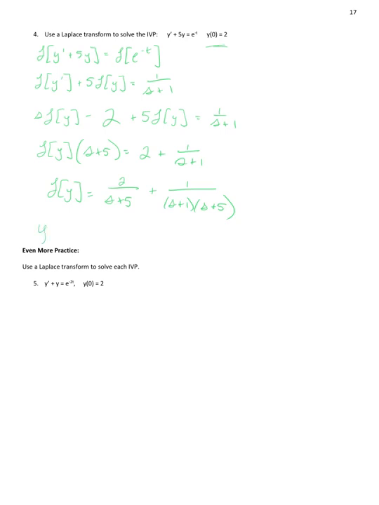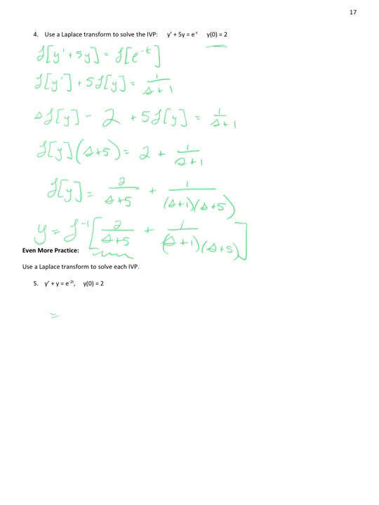And then y is going to be the inverse Laplace of 2 over s plus 5 plus 1 over s plus 1 times s plus 5. And this inverse Laplace is pretty straightforward. That's going to be 2e to the negative 5t. And then the next one, I'm going to have to do partial fractions to break it up. So I will do that on a new slide.